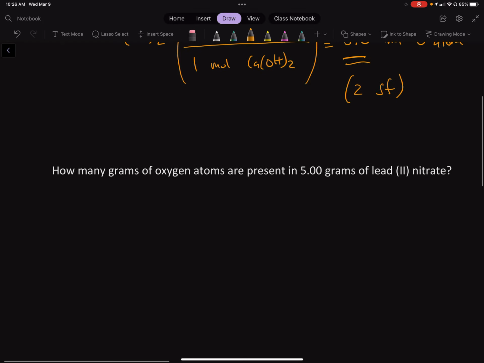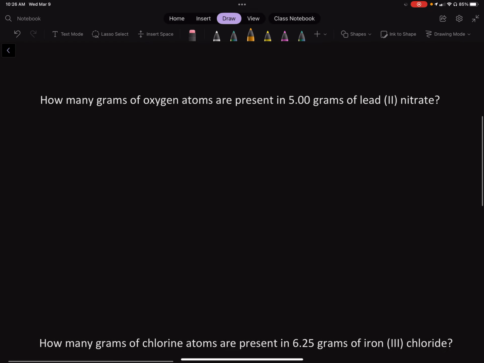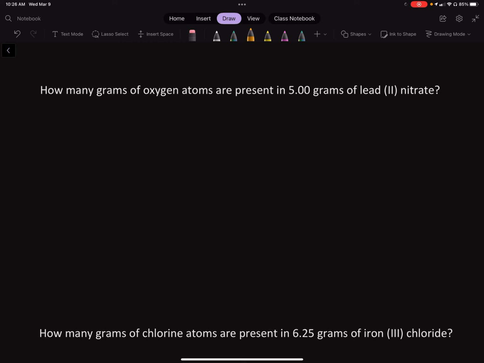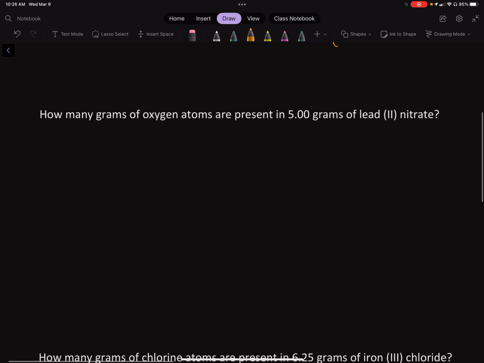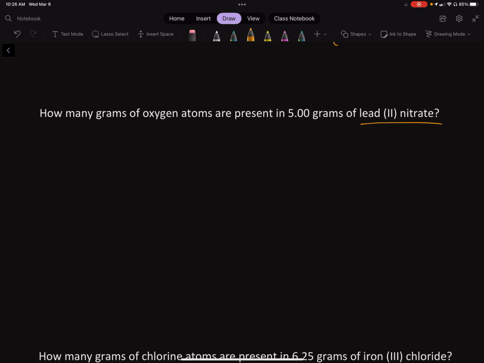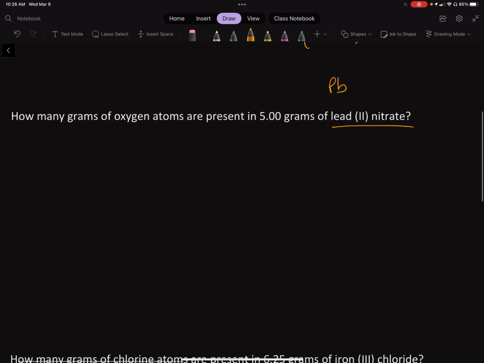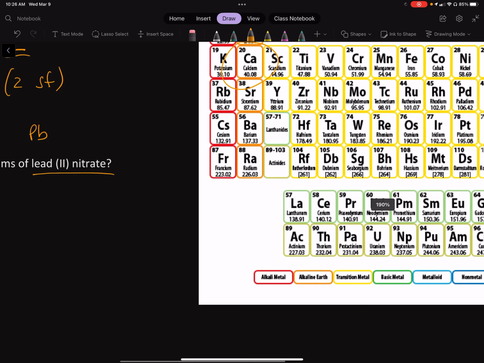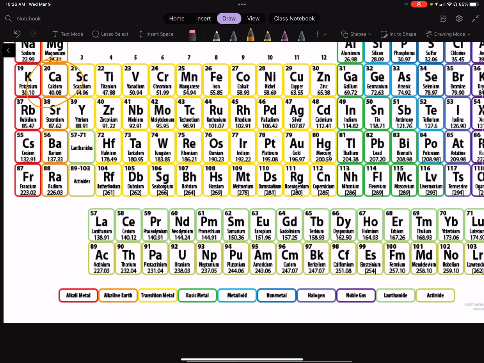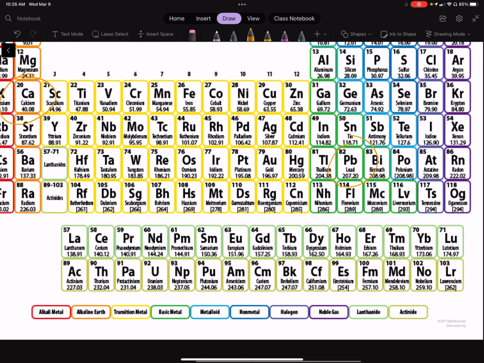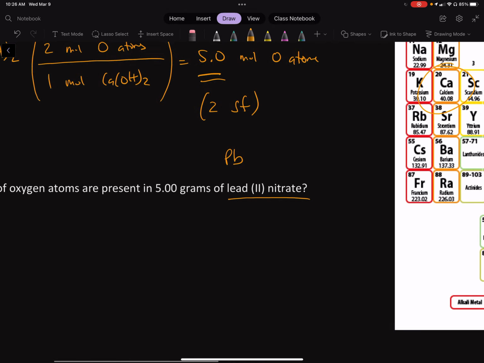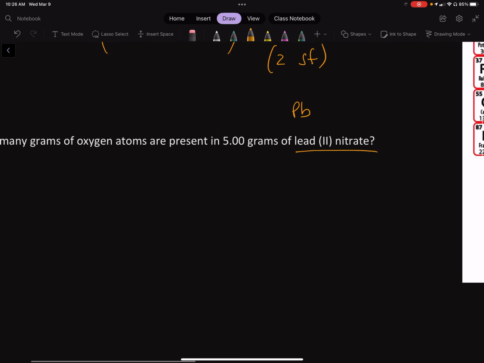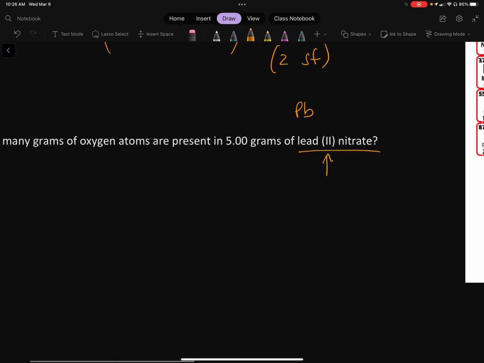Okay, next one. How many grams of oxygen atoms are present in 5.00 grams of lead(II) nitrate? To do this one, we need the correct formula for lead(II) nitrate. Lead is Pb, and it's not technically a transition metal, but it is one of those metals that can have multiple charges. It's not always 1 plus or always 2 plus, which is why we have the Roman numeral in the name. The Roman numeral tells us the charge of the metal.